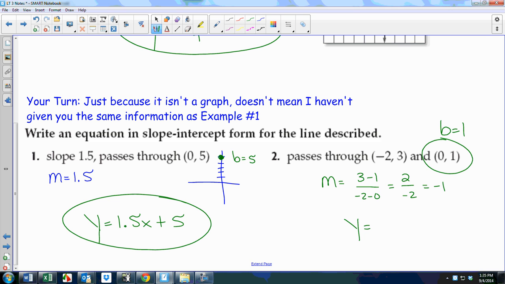Now, do you ever see a -1 in front of an x? Is the 1 there? No. So y equals -x plus 1. Final answer. All right, is this coming back to you? Remembering some of this? All right, let's try another one then.